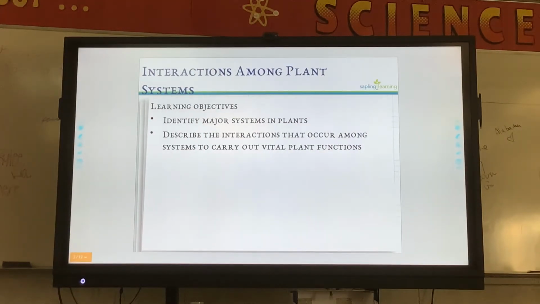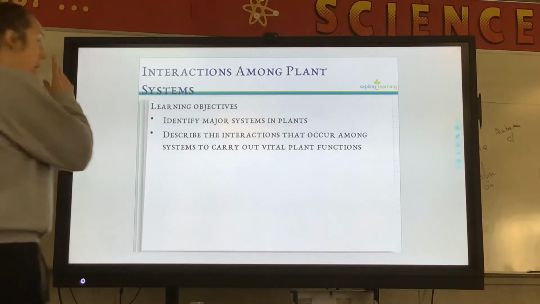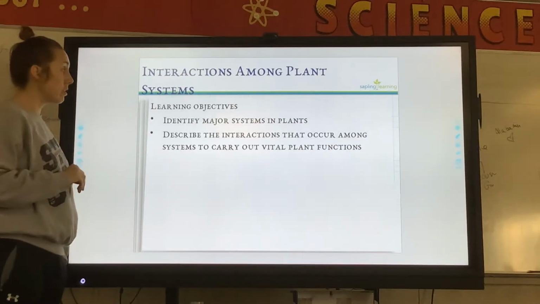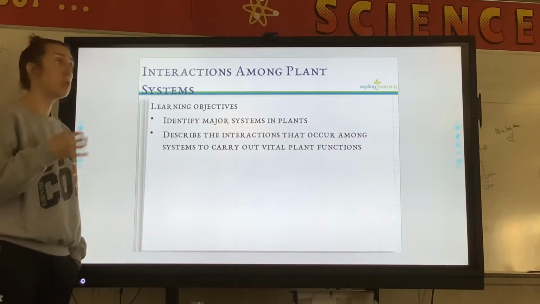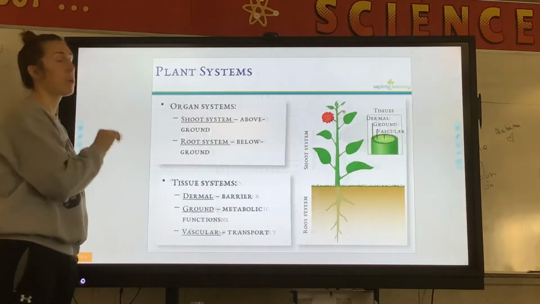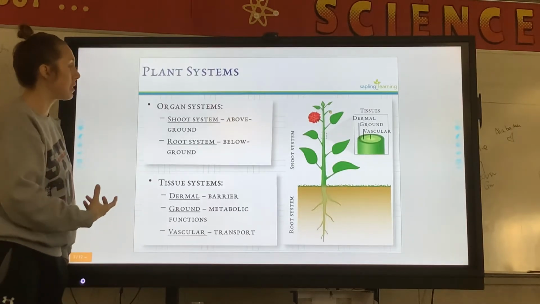Okay, so our objectives are to identify the major systems in plants, describe their interactions, okay, and how they do these things to carry out what they need to do with their vital functions. So all the things that go into plants and everything that comes out.